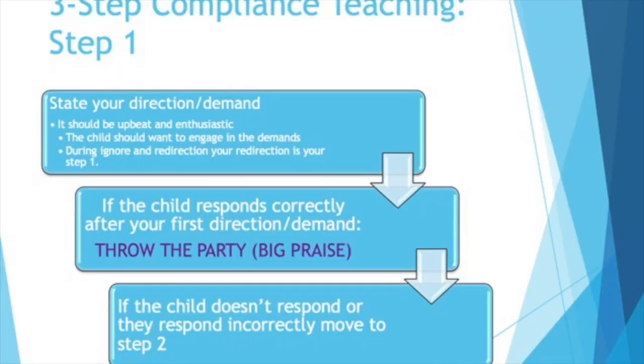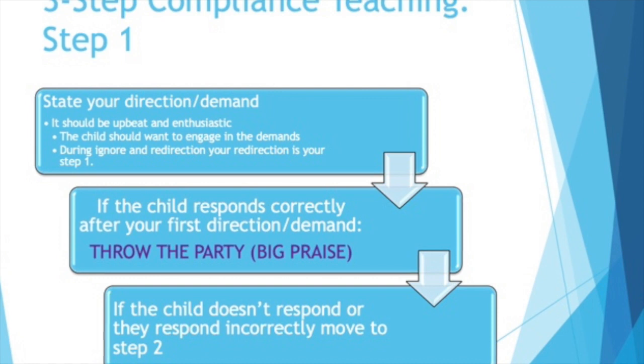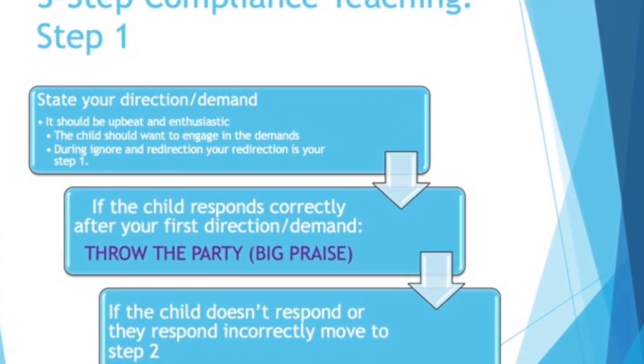So step one. Step one, you're going to state your demand or your direction. This is going to be your redirection. So if you're ignoring and redirecting, your step one is the redirection. Your demand should be enthusiastic and upbeat. The child should want to do what you're asking them to do.